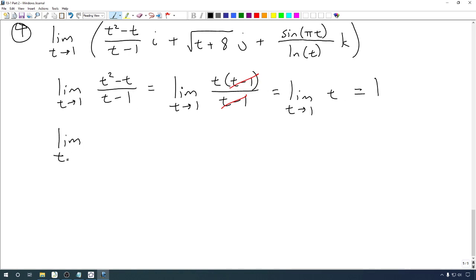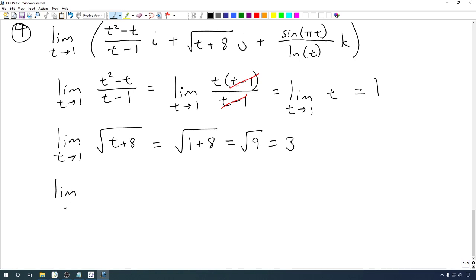Our second component is actually even easier. We're taking the limit of the square root of t plus 8. But because this is a continuous function at t equals 1, we can go ahead and plug in 1. So we get square root of 9, or just 3. We don't have to worry about pluses and minuses here.